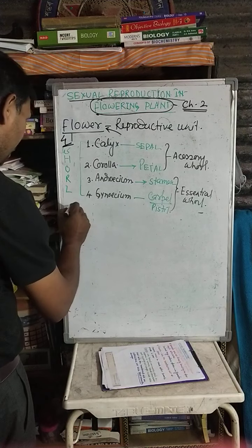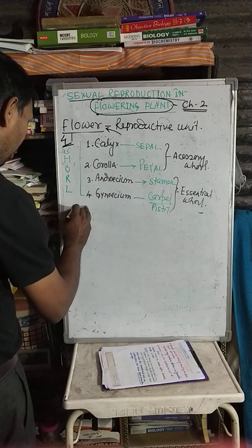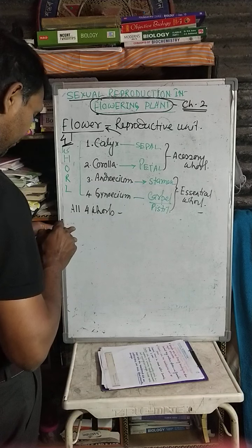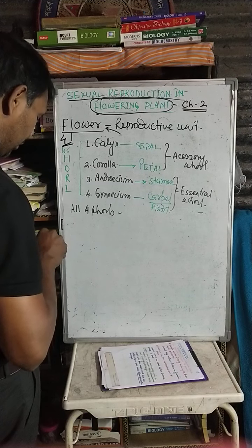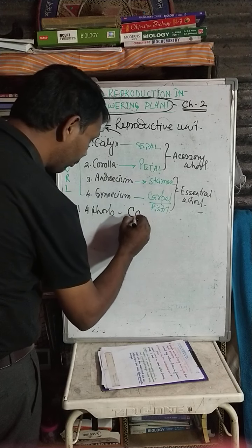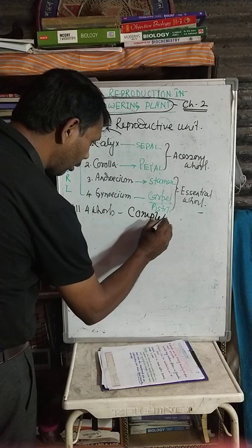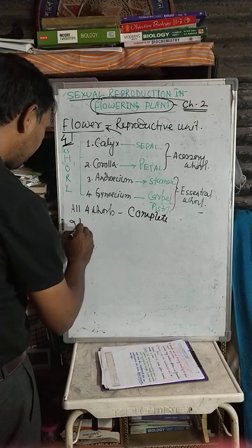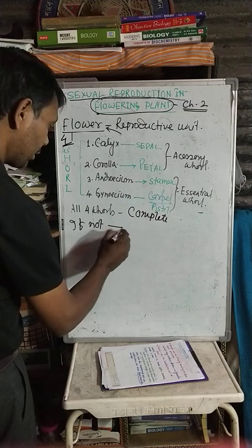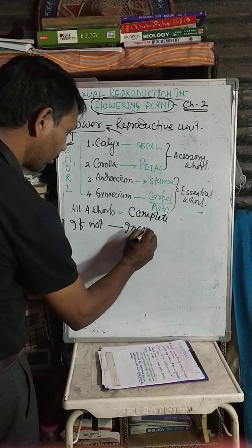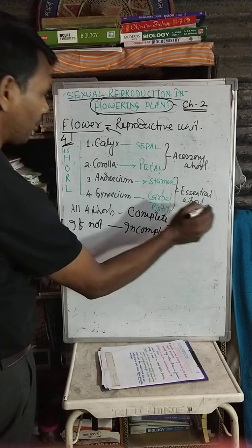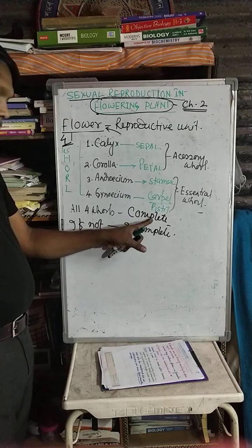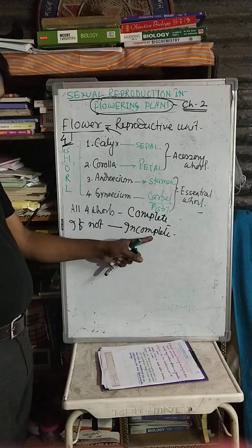When all four whorls are present, then the flower is called complete flower. If not, it is called incomplete flower. If all four whorls are present we say complete flower, and if not, incomplete flower.